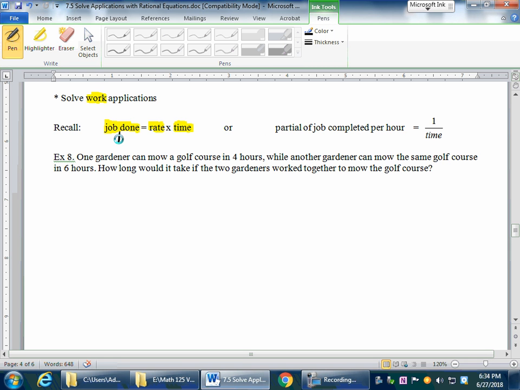By interpreting it that way, one job is equal to rate times the time. So like before, if I want to know the time, I can divide one by the rate, and it will give me the time. Or I can also look at one divided by time, which will equal the partial job done, which is the rate that you are going.